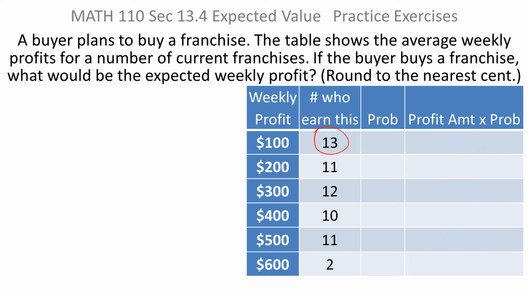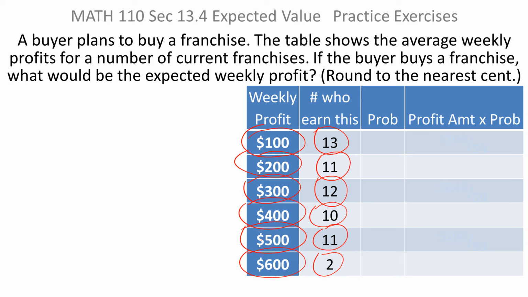There are 13 who make a $100 weekly profit. There are 11 that make a $200 weekly profit. There are 12 that make a $300 weekly profit. There are 10 that make a $400 weekly profit. There are 11 that make a $500 weekly profit. And there are 2 that make a $600 weekly profit.